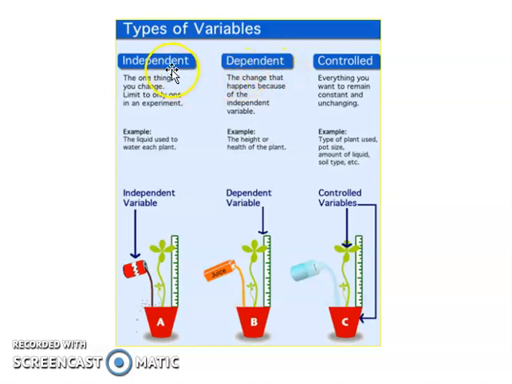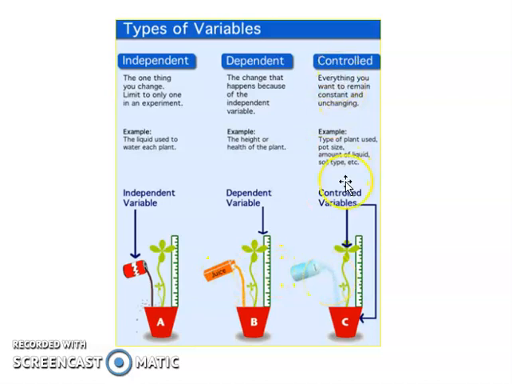Types of variables are independent variables, dependent variables, and then the control variables. When we are talking about the independent variable, this is the one thing you change in the experiment. In this kind of experiment, the one that you change is the type of liquid that you are pouring in the pot. Okay? And then the dependent variable is the change that is happening because of the different type of liquid here. I will repeat, the dependent variable is the change that happens because of the different liquid that you are putting here.